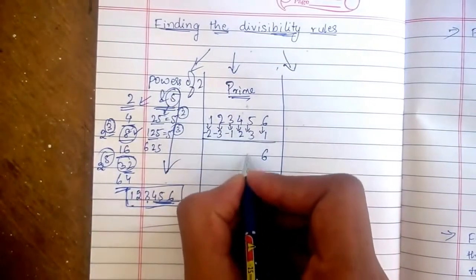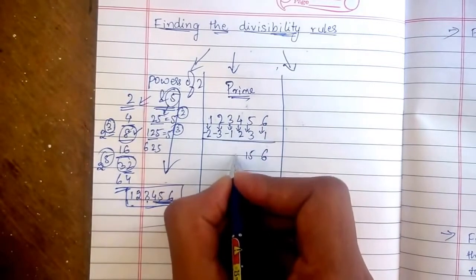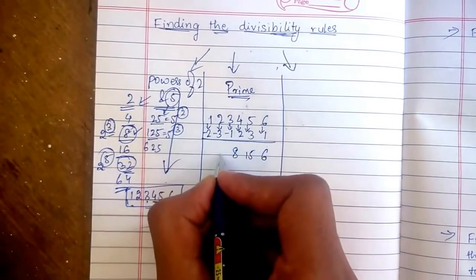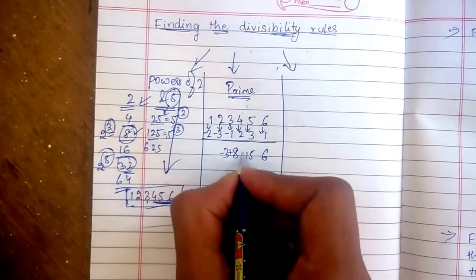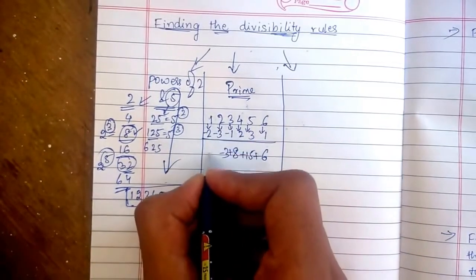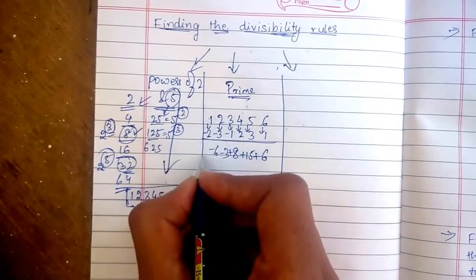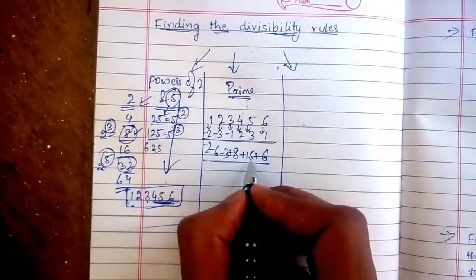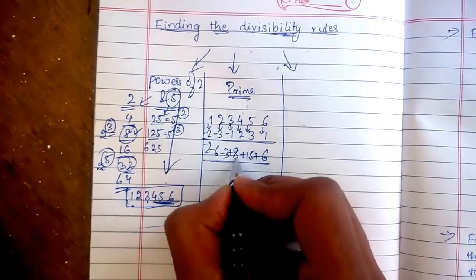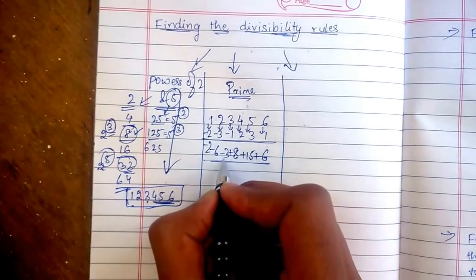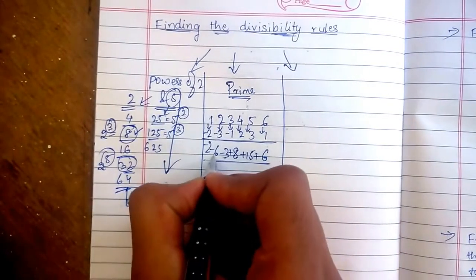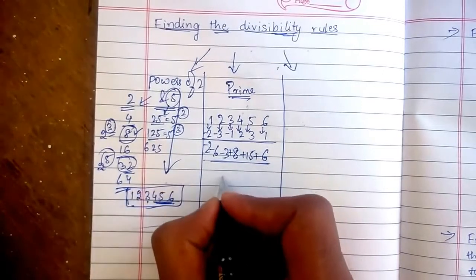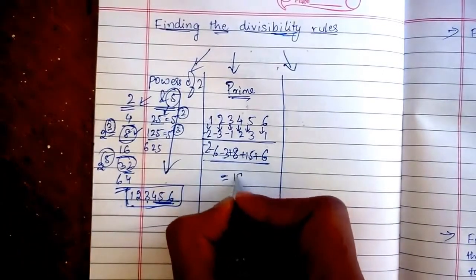6 into 1 is 6, 5 3s are 15, 4 into 2 is 8, 3 into minus 1 is minus 3, 2 into minus 3 is minus 6, 1 into minus 2 is minus 2, and this thing summed up will give us 6 plus 15 is 21, 21 plus 8 is 29, 29 minus 3 is 26, 26 minus 6 is 20, minus 2 is 18. So this should be equal to 18.